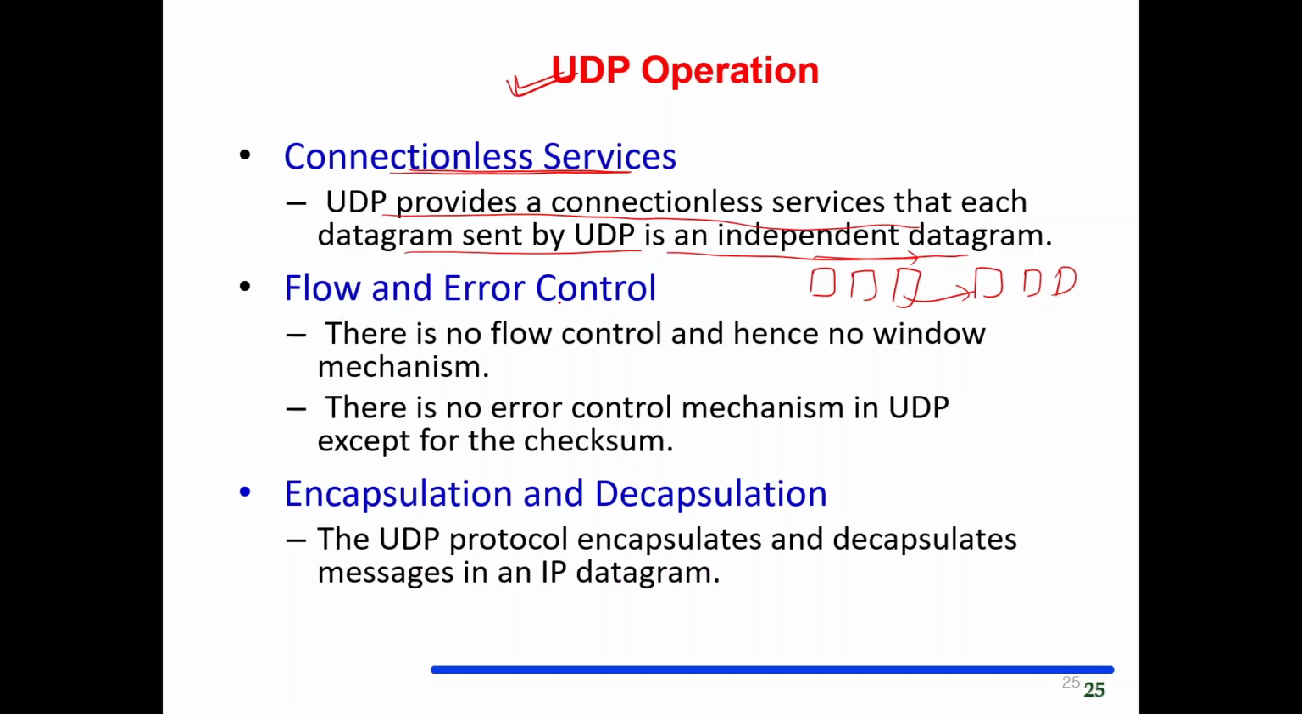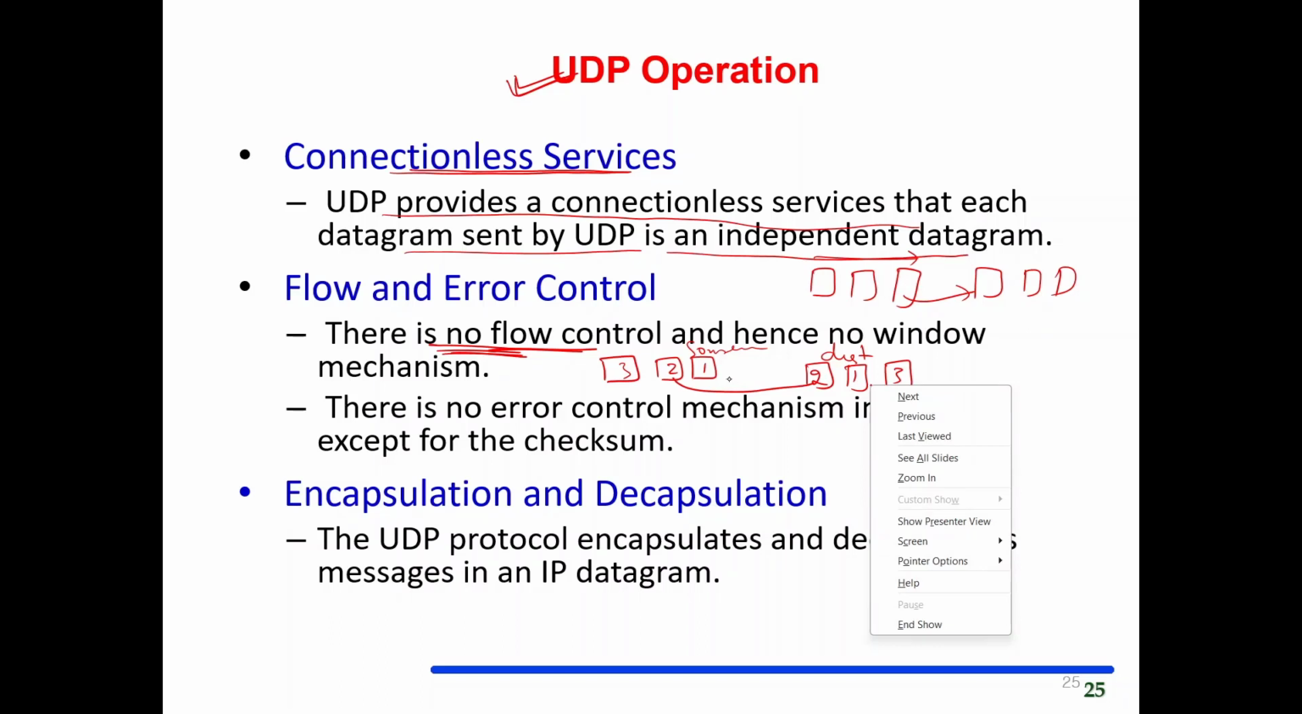Here, regarding flow and error control, you can observe there is no flow control. What is the meaning of no flow control? In the UDP service, the sequence number does not have much impact. If the source packets are 1, 2, 3, the destination may receive the second packet first, after that the first packet, and after that the third packet. That means no proper sequence is maintained. That means no flow control will be there in the UDP protocol.